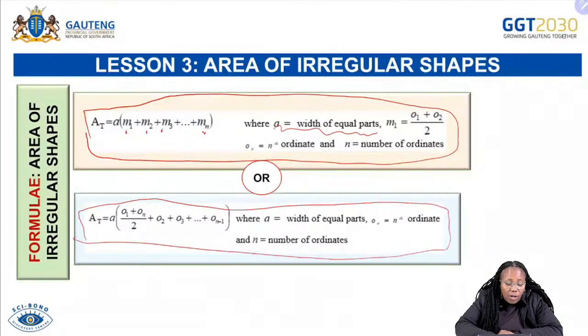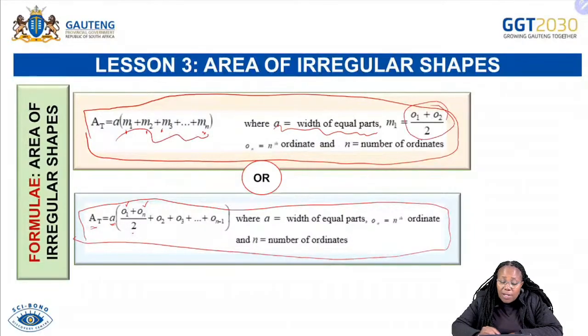And then with the second one, we are still looking at the total area of the irregular shape. A is the equal parts. And then now we take ordinate 1 and the last ordinate. Ordinate n is the last ordinate, divide by 2. And then now for this one, you don't divide like that one. It's involving too many fractions.